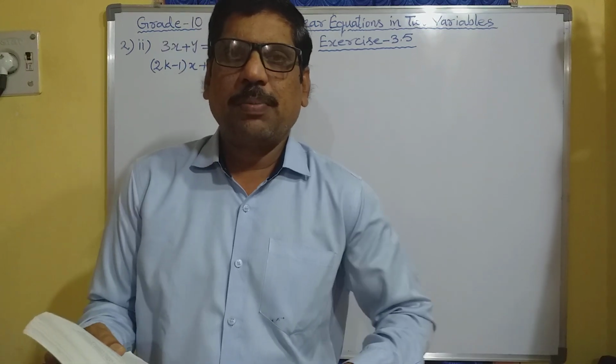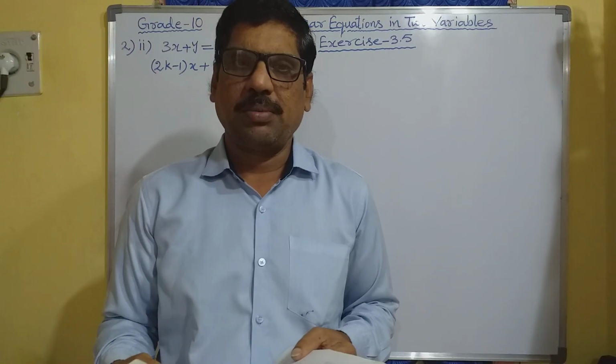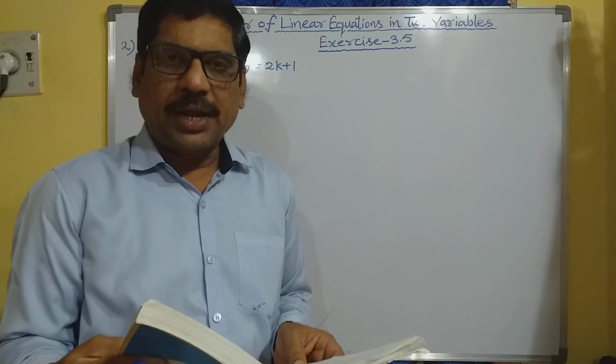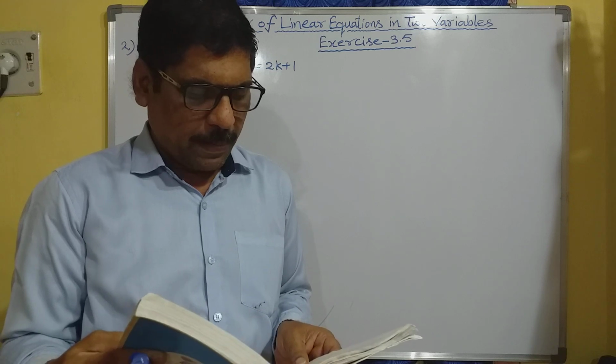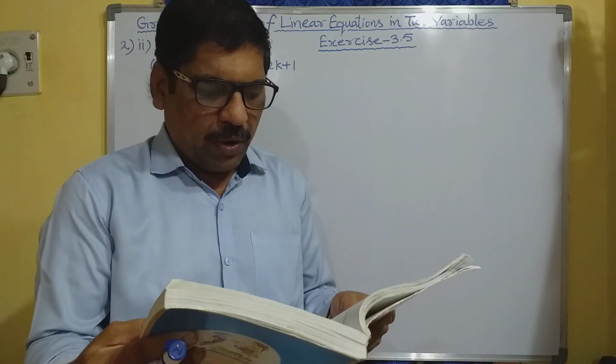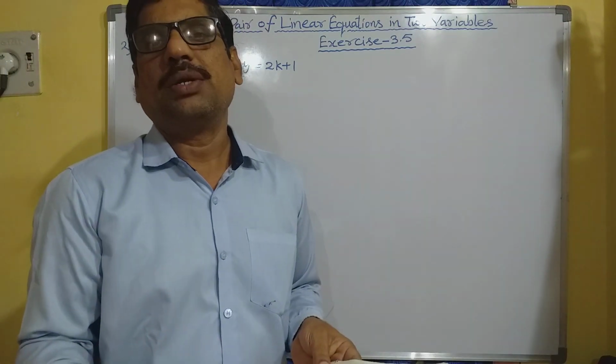Let us continue the problems from the chapter Pair of Linear Equations in Two Variables. We are in exercise 3.5, second Roman, second problem. Now, for which value of k will the following pair of linear equations have no solution?